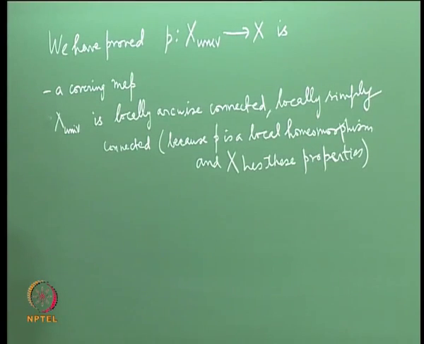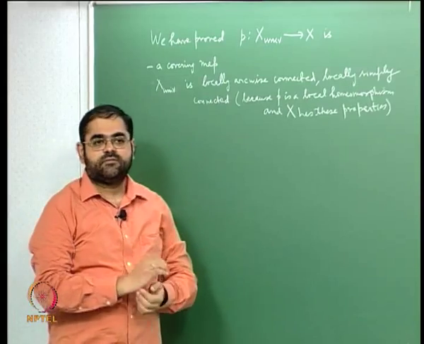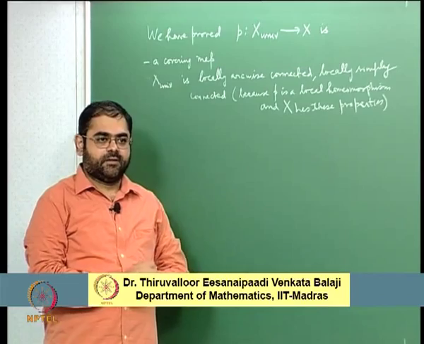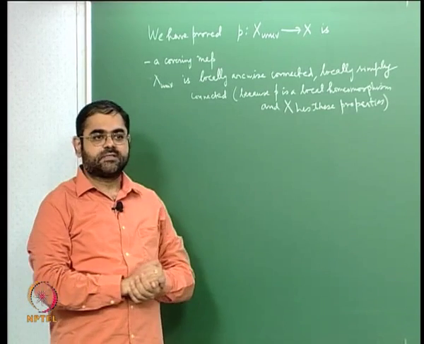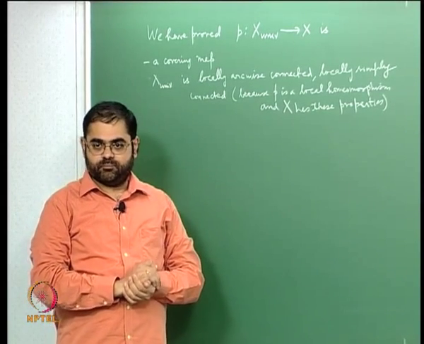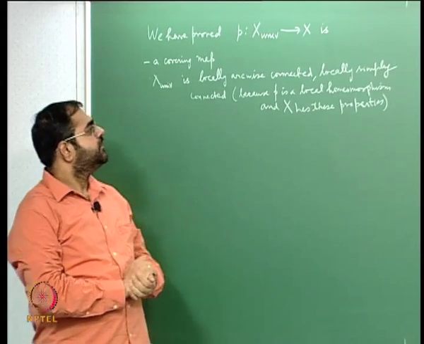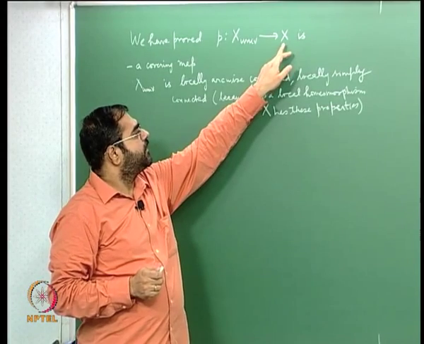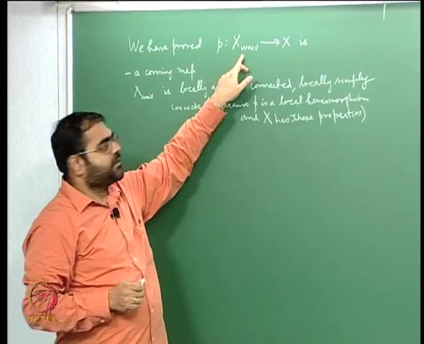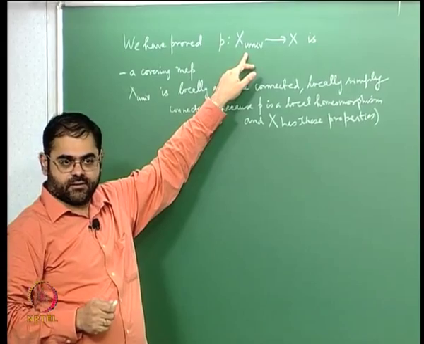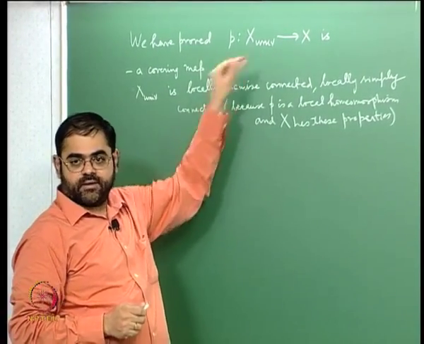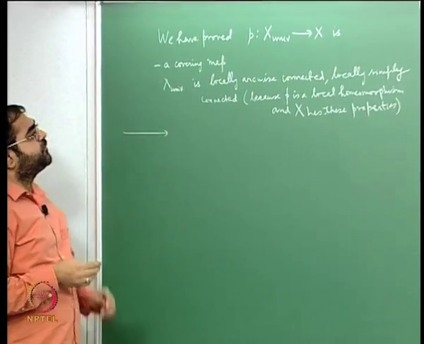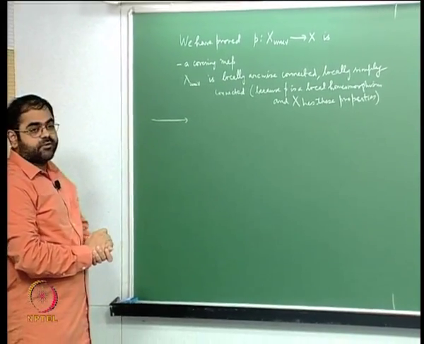The only thing that remains to prove is that X sub unif is actually arcwise connected, okay, globally arcwise connected, and we have to show that it is simply connected, which is what we are going to do. All right, and then towards the end we would like to see why the fundamental group of X can be identified as a subgroup of automorphisms of this universal covering. Okay, so first let us try to prove that X sub unif is arcwise connected.